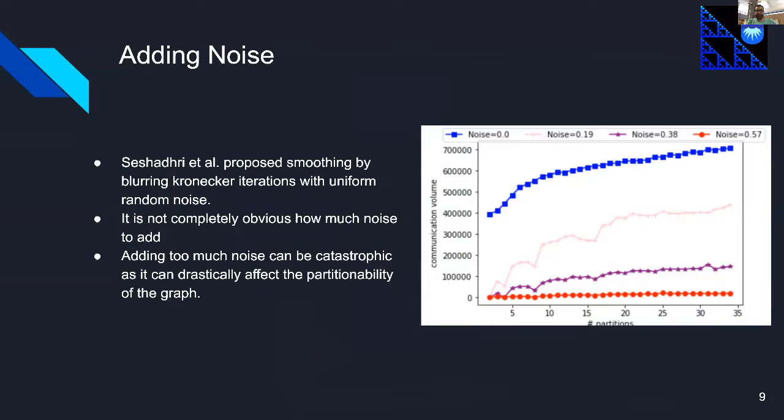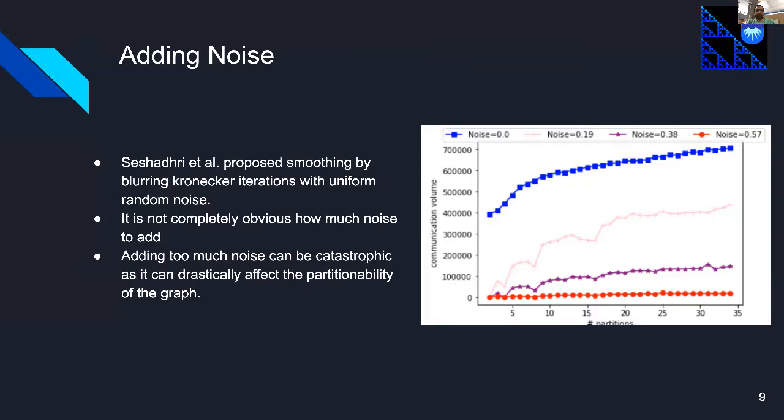One way to fix this combing is the addition of random noise, as was proposed by Seshadri. With the application of random noise, there are just as many expected degrees as there are vertices, and the degree distribution is less clustered. There is, however, no clear consensus on how much noise to add. Adding too much noise makes the graph incredibly easy to partition.